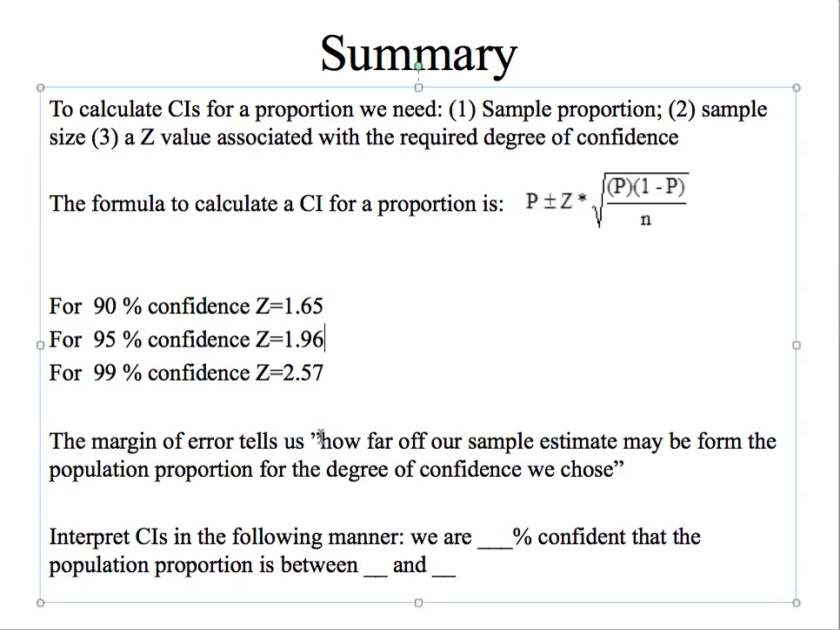The margin of error tells us how far our sample estimate may be from the population proportion for the degree of confidence we choose. And we interpret confidence intervals in the following manner. We are 95% confident, if we chose this, that the population proportion is between the lower bound of the confidence interval and the higher bound of the confidence interval.